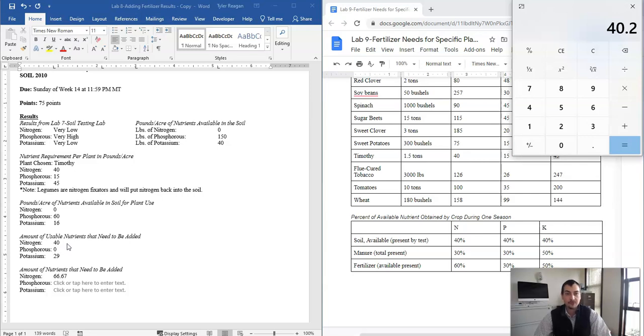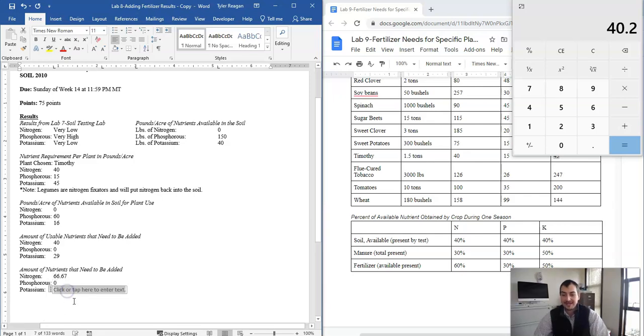What about phosphorus? Well, with phosphorus, we didn't need any more nutrients. So how many pounds of phosphorus are we going to need to add? It's pretty simple: 0. We're not going to have to add any more phosphorus because we already have enough in the soil for that plant to grow and be successful.